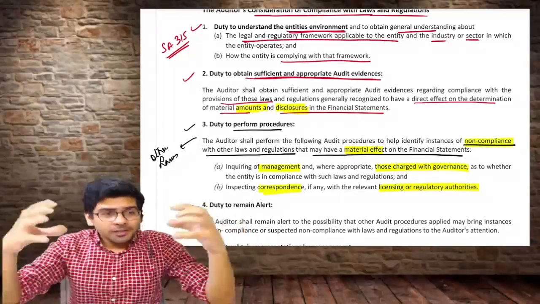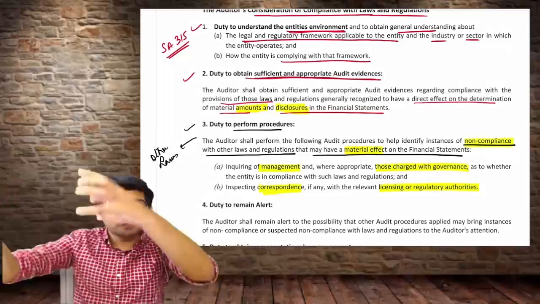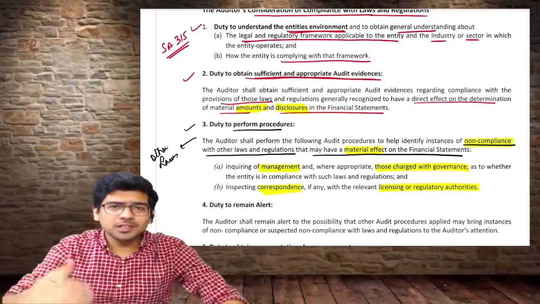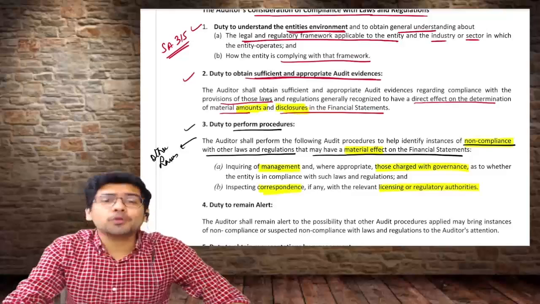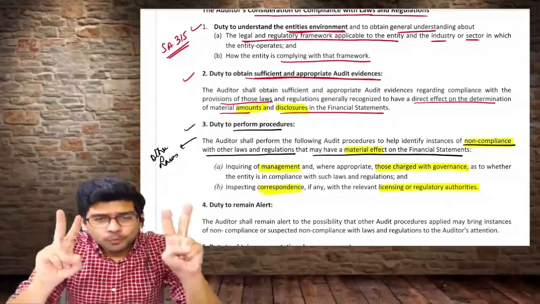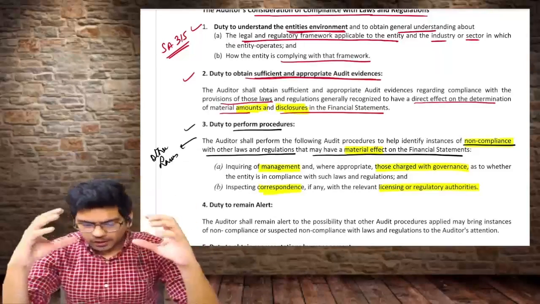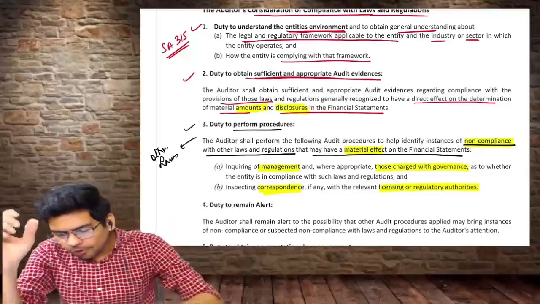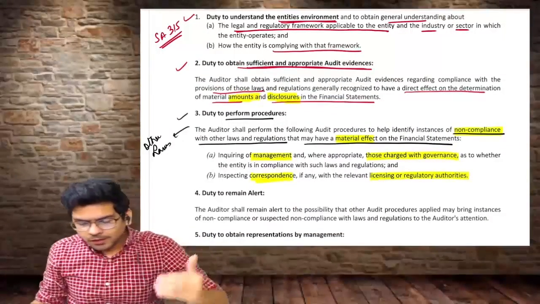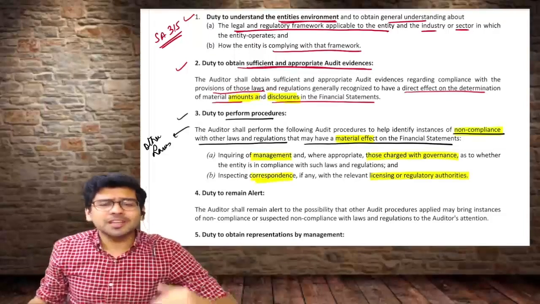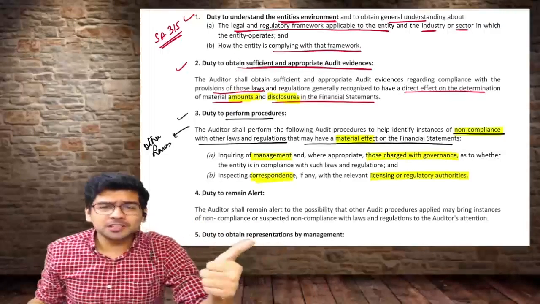So if the auditor comes across such correspondence from the departments, he'll obviously get to know that they have received that letter because they must have violated some provisions, right? So there are two procedures which I should be seeing. It says the auditor shall perform the following audit procedures to help identify instances of non-compliance with other laws. What are the procedures? He shall be inquiring of the management and TCWG.